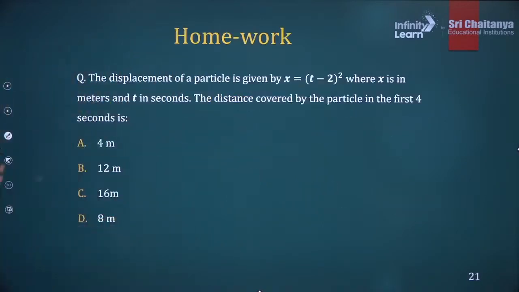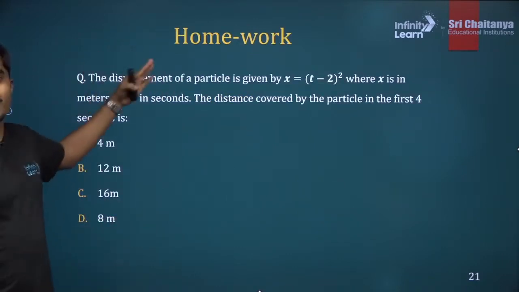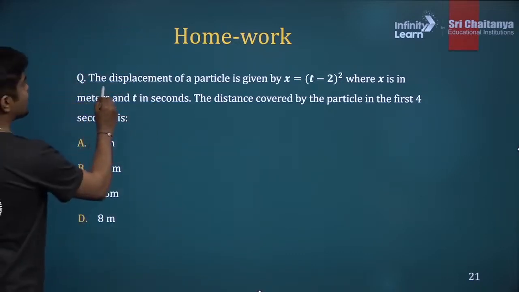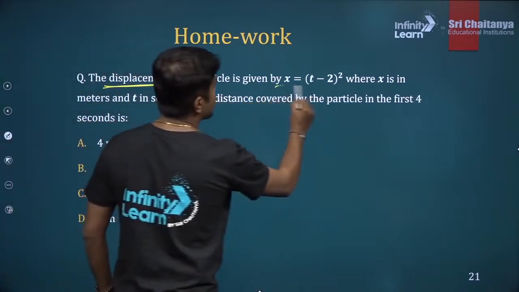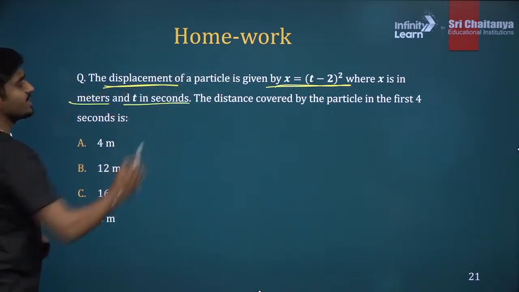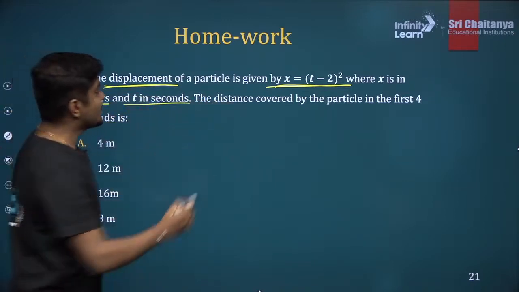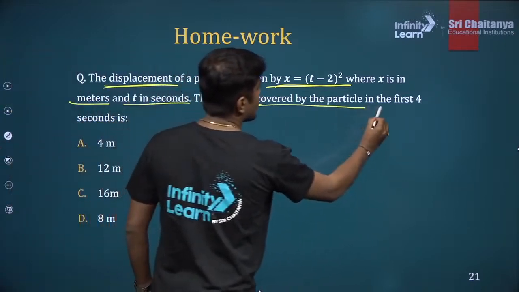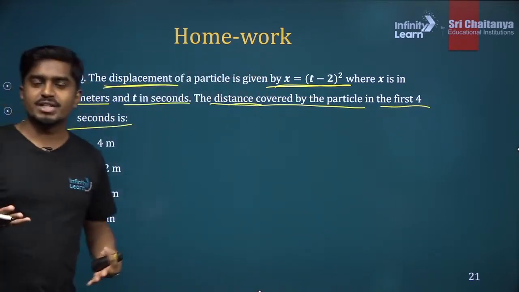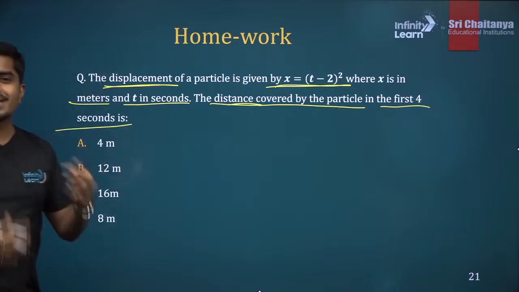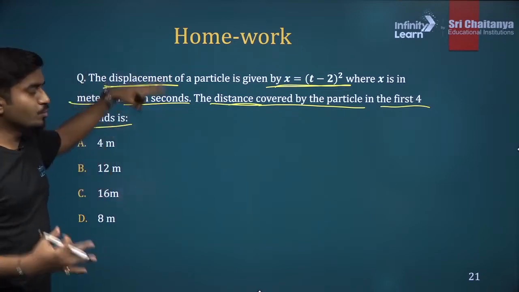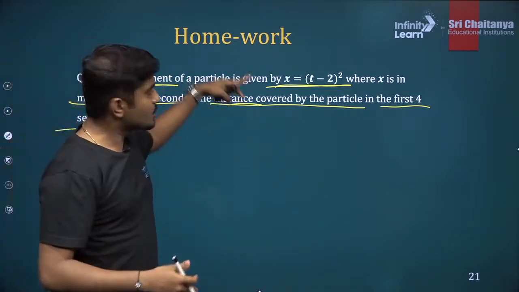Alright, okay, there is a homework question. Nice, we are almost towards the end. So this is a homework question. I'll explain the question. The displacement of the particle is given by this equation, where x is measured in meters and t is measured in seconds. We have to find out the distance covered by the particle in the first 4 seconds. This is not a trivial question, so try to solve it. Trivial means an easy kind of question that you just look at and solve. You have to put some thought in, then only you can solve this question.